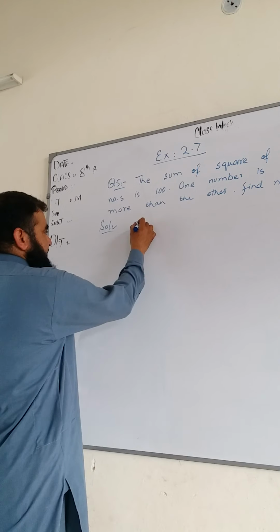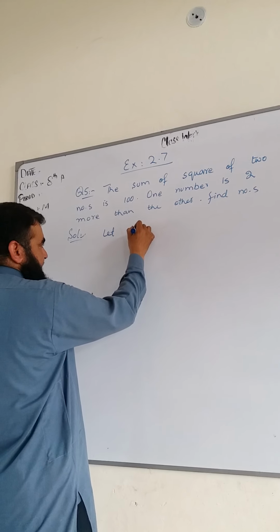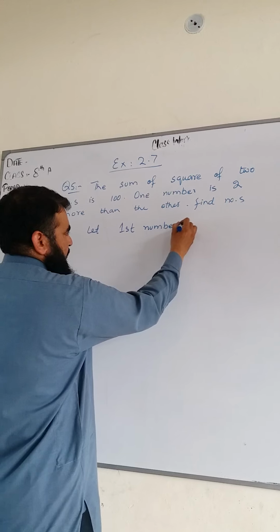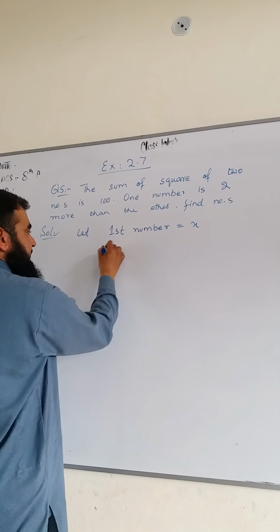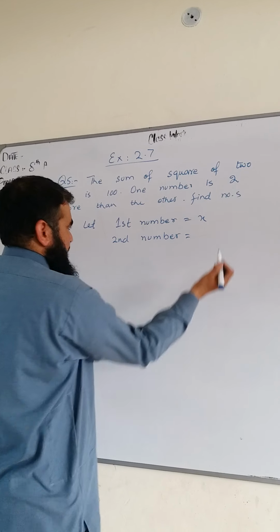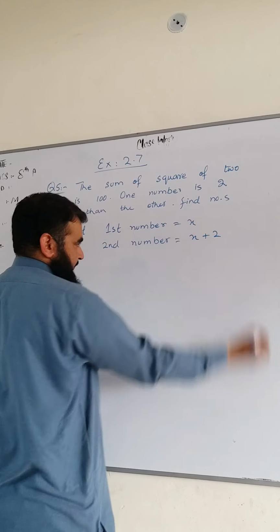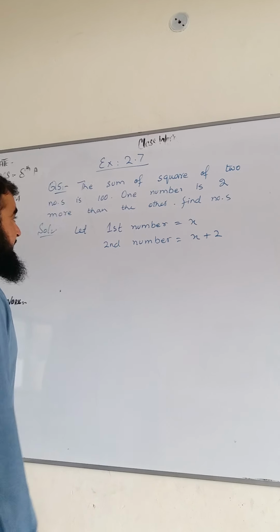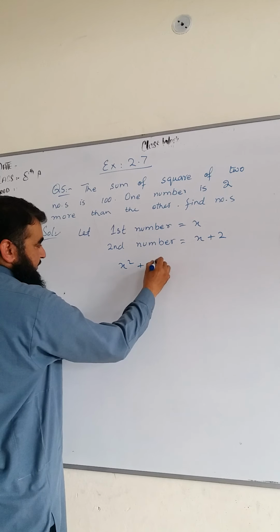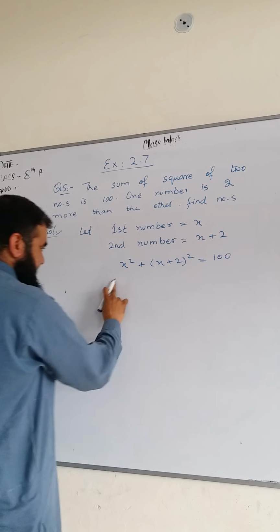So let the first number be x. The second number, we know that it is 2 more than the first, so x plus 2. And we have another condition, that is x square plus (x plus 2) whole square is equal to 100. Now I will solve this.